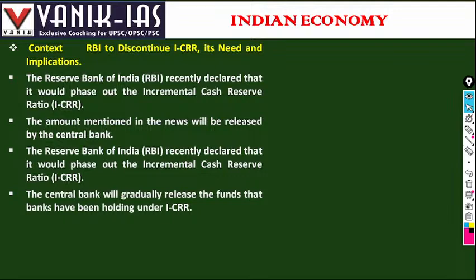The cash reserve ratio, CRR, is a percentage of the NDTL of a commercial bank which it keeps with the RBI. Okay. CRR, cash reserve ratio, is a percentage of the NDTL which the commercial banks keep with the RBI.